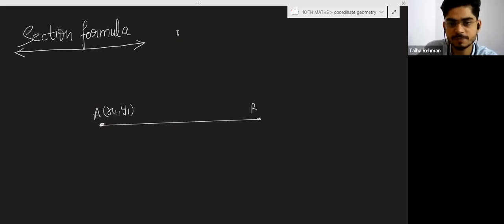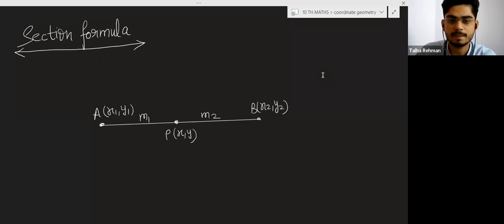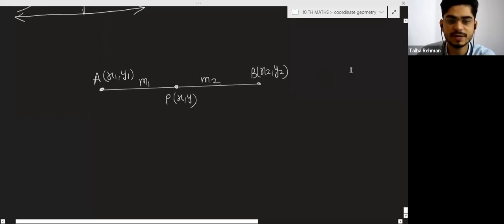Another point B having the coordinate x2, y2, and there is a point P having the coordinate x, y, which divides this line in ratio m1 and m2. The point P divides this line segment in ratio m1 and m2.